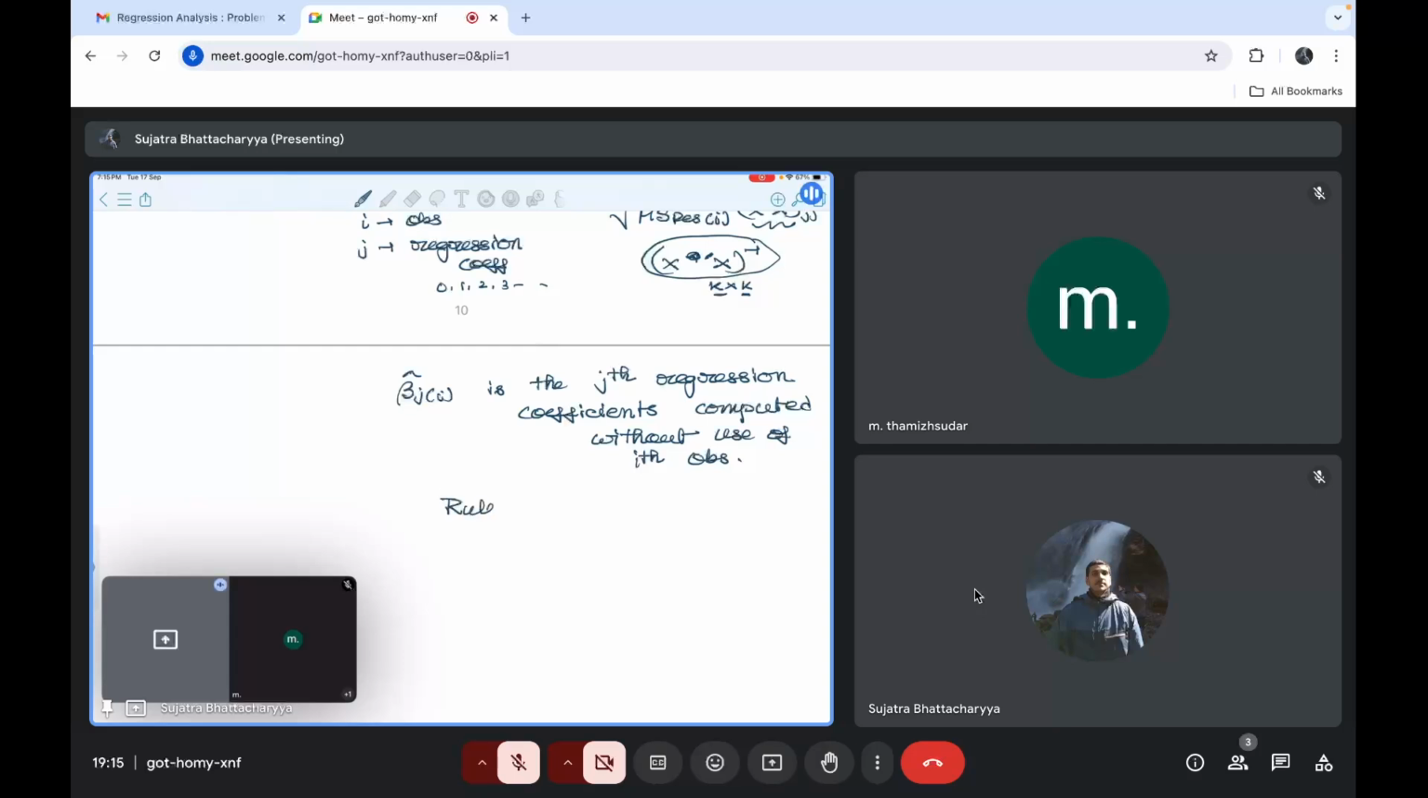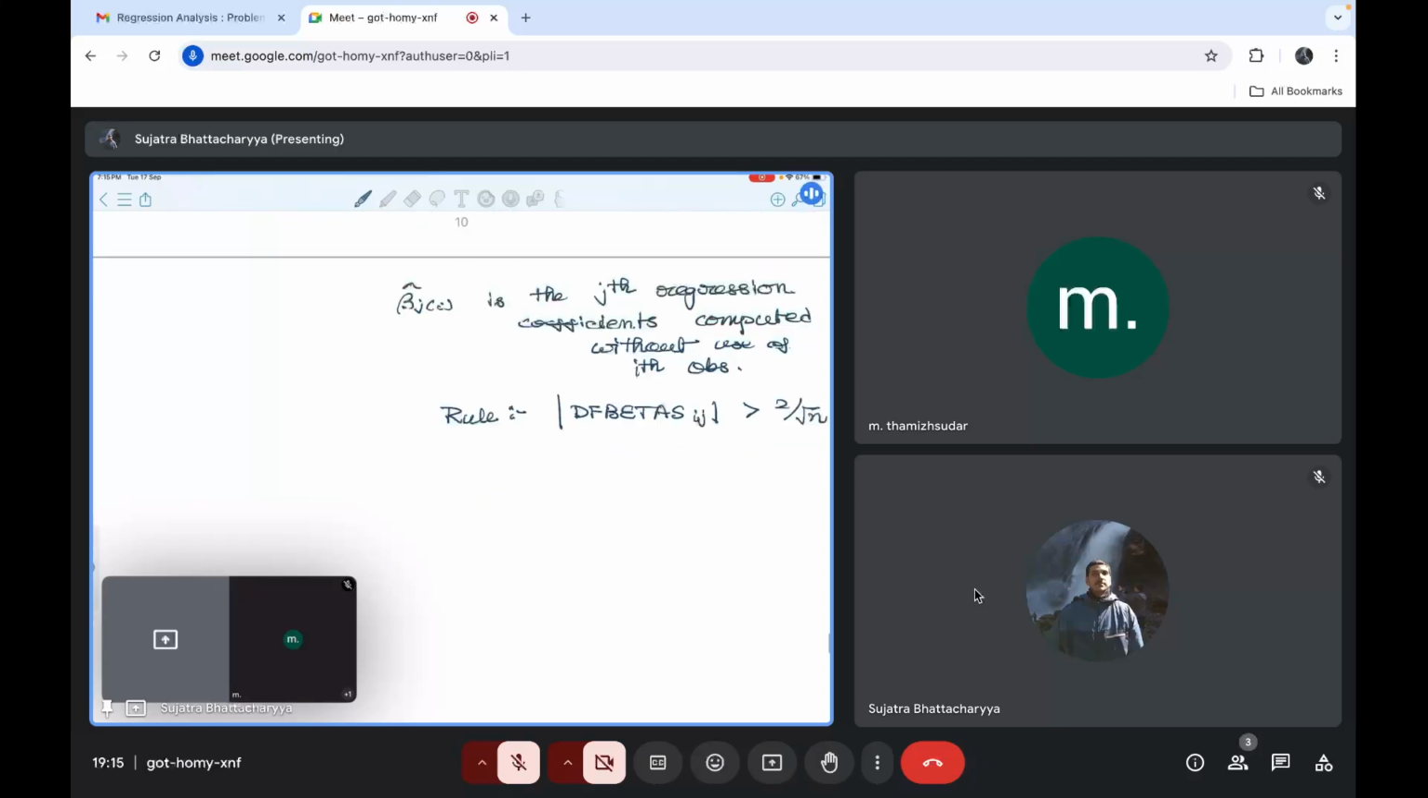Again, for this, the rule is |DFBETAS_ij| greater than 2 by root n. This is the criteria. Okay, so this is another test for the influential observations. Fine. And when will you discard any influential observation?